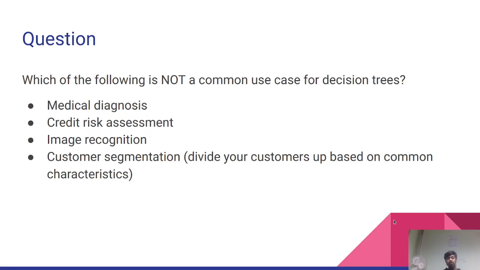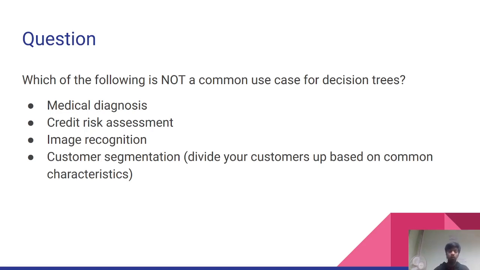Okay, so this is the last question, I guess. Which of the following is not a common use for decision trees? We have 4 situations. Image recognition is not a common one. Okay, can you explain why? Because image recognition has a lot of parameters, no? Like pixels will be in the order of 10,000 or millions. Exactly, yeah, you're absolutely right.